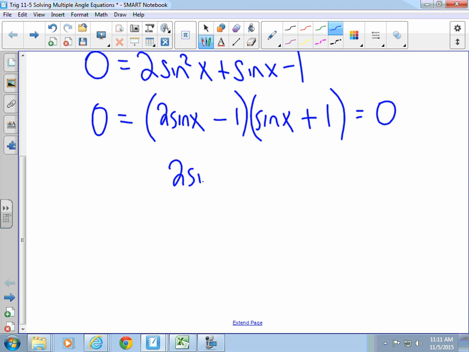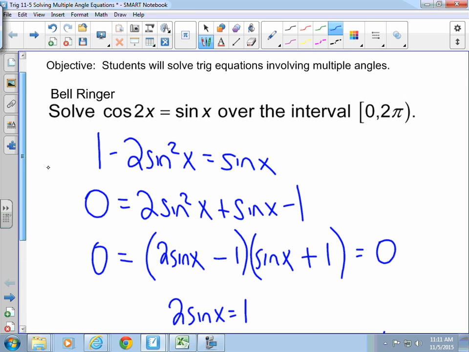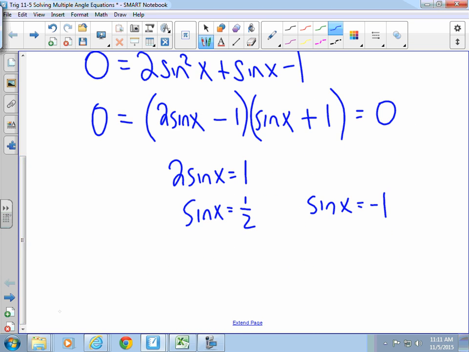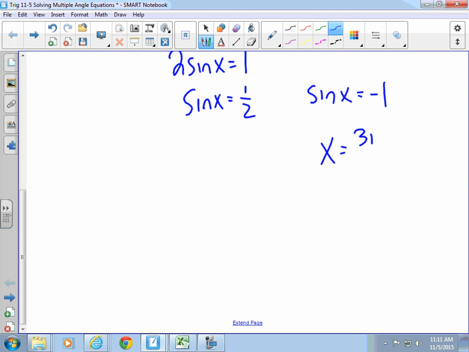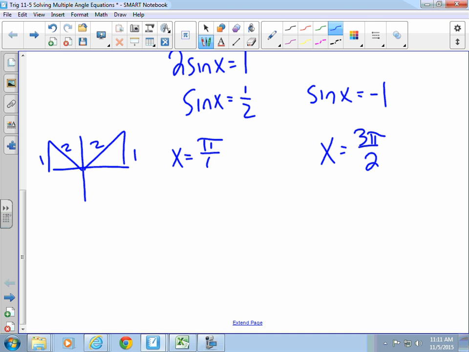And so I get 2 sine of x equals 1, sine of x equals half, and sine of x equals negative 1. And what was the interval? 0 to 2 pi. When is sine negative 1? 3 pi over 2. And when is sine half? If you get stuck, draw a picture, right? So it's the 30-degree angles in quadrants 1 and 2, and you are correct. Pi over 6 and 5 pi over 6. Any questions about that one?